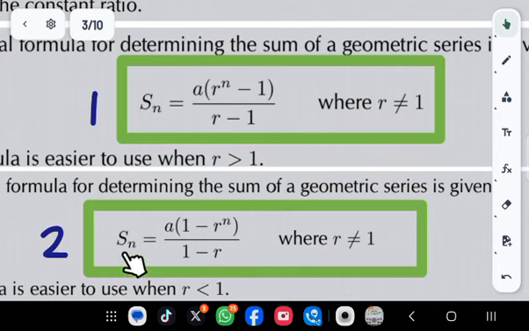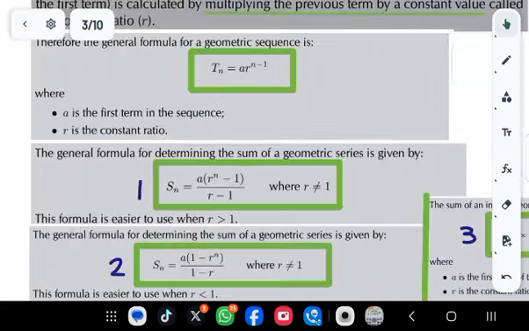Now the second one says the sum of the first n terms equals a in brackets 1 minus r to the power of n, over 1 minus r. Now notice the differences. In the first one you start with your r's, in the second one you start with your 1. That's the difference.